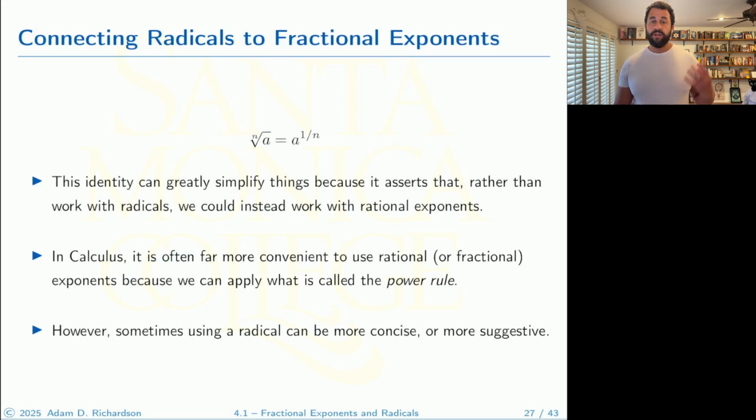So here is the utility of this. Again, why do we care about this? What's the purpose? This identity can really simplify our lives and make things way easier because it asserts that rather than work with radicals, you could instead work with rational exponents. And frankly, most of the time, it's going to be more efficient to work with rational exponents than it will be to work with radicals. I mean that mathematically speaking.